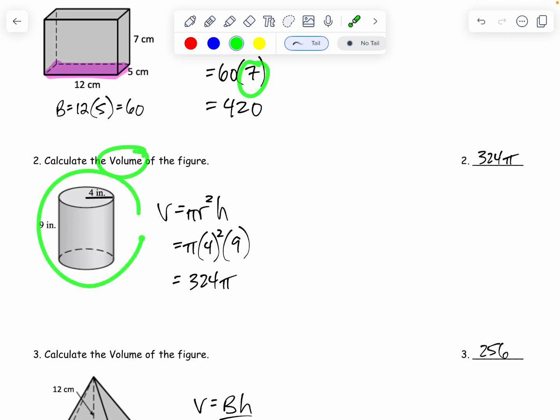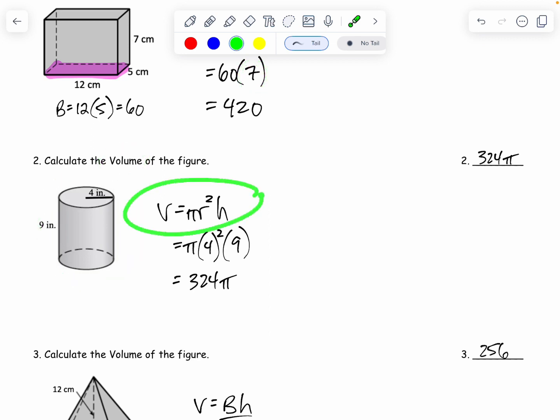Number 2, volume. This is a cylinder. It looks like a can of soup or a can of pop. The cylinder formula is this, and so we just need to plug in our radius. So I'm putting in the 4 right here for the radius, and the 9 is how tall that can of soup is. How do we type this in the calculator? You start with 4 squared, which gives you 16. Then you multiply by 9, you get 324, and don't forget the pi. That needs to be part of your answer.